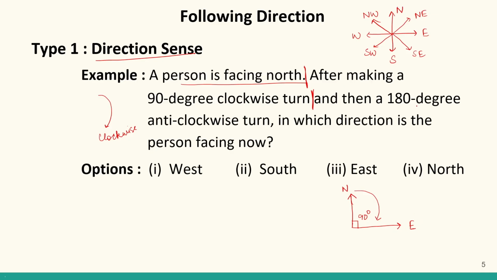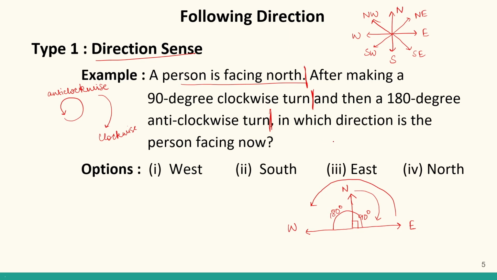Then he took a 180-degree anti-clockwise turn, right? Again, anti-clockwise will be this direction. So if I am going opposite of clock, I'll go in this direction. This will be anti-clockwise. So if I'm going now in the opposite direction, and I'm taking a 180-degree turn, I'll be facing west.